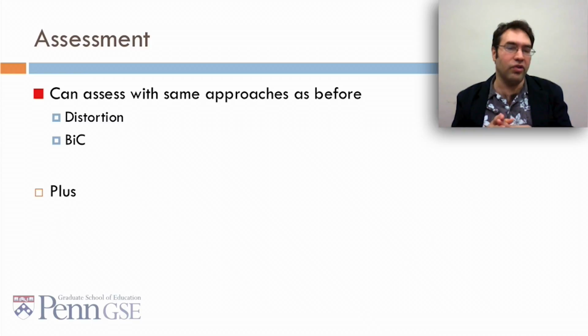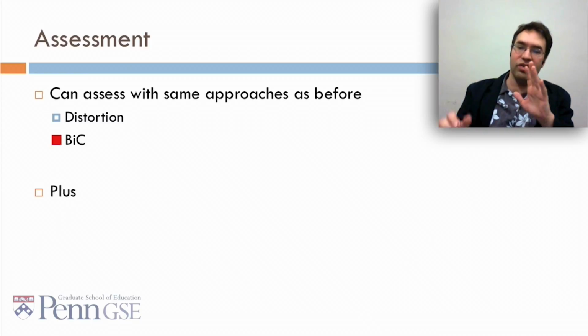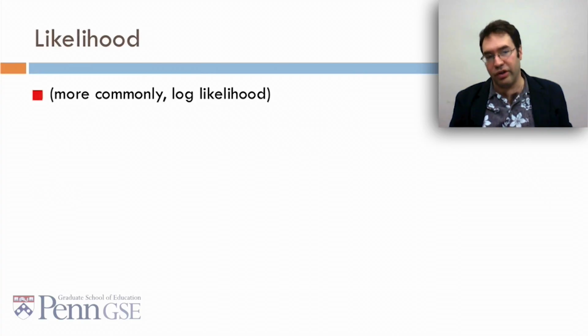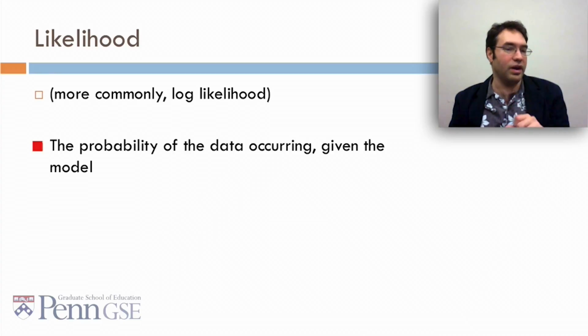Now, Gaussian mixture models can be assessed with the same approaches as before: distortion, BIC, AIC, plus likelihood, more commonly log likelihood, which is the probability of the data occurring given the model. Or in other words, the probability of each point being there given these centroids and their radii.